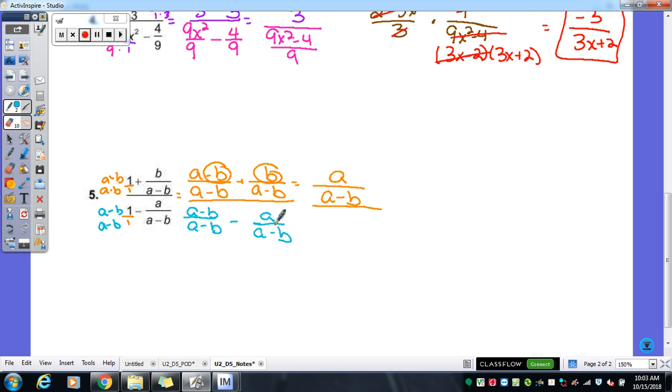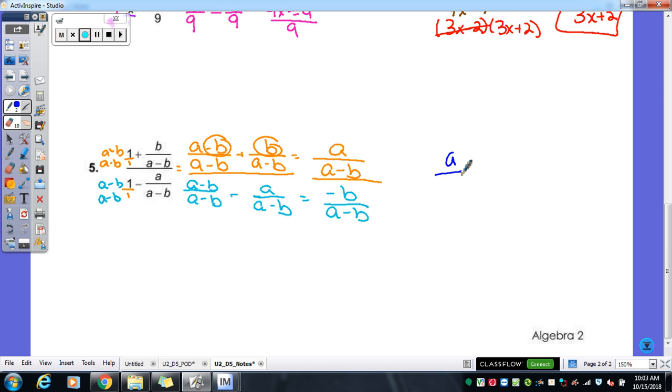This time, what letter cancels out? The a's do, because a minus a is going to cancel each other out. So we get negative b over a minus b. So our keep, change, flip. A over a minus b times a minus b over negative b. Don't even have to factor this time. What cancels? A minus b. So we get a over negative b for our final answer.